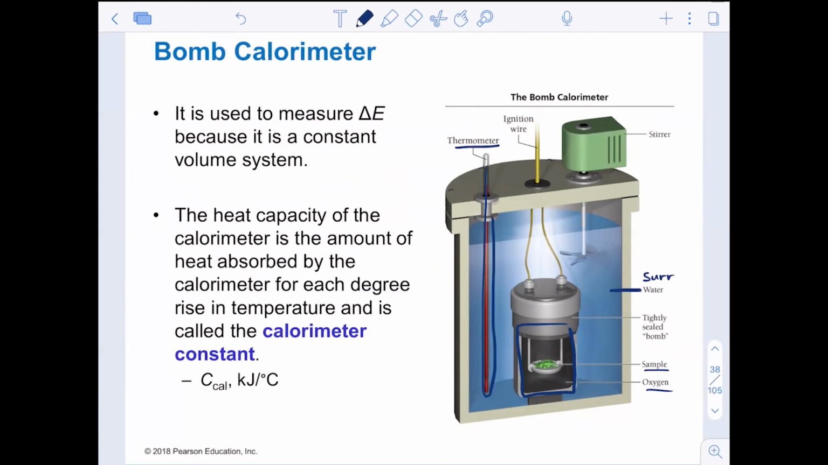We have an ignition wire because, again, we are going to be doing a combustion reaction. Some sort of hydrocarbon or fuel sample is placed in a bomb with oxygen. We combust it.